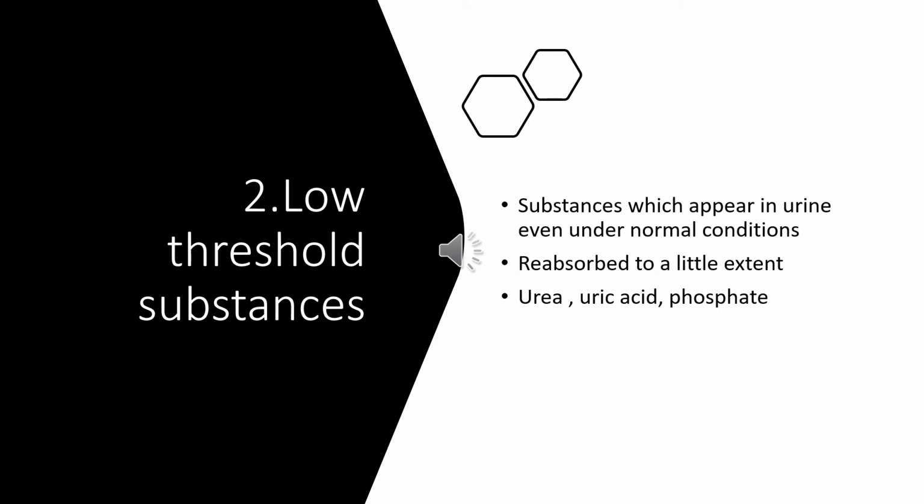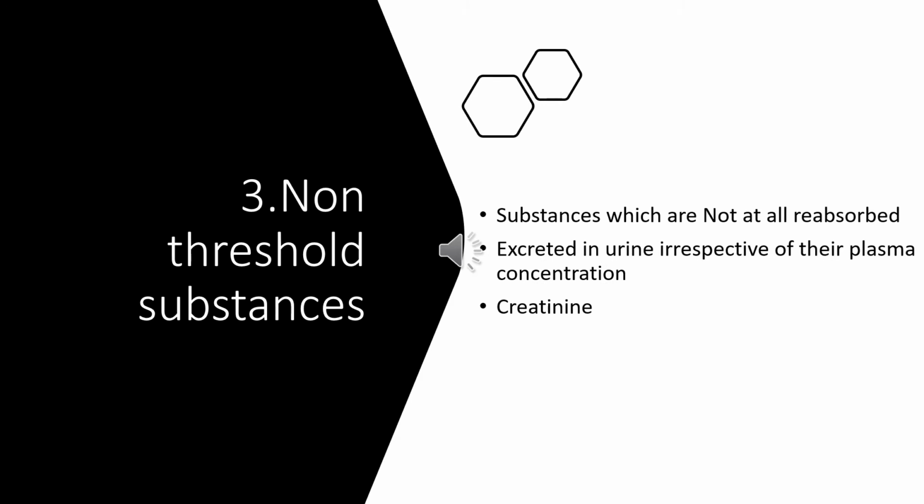They are completely reabsorbed from the tubular fluid and are absent in the normal urine. Low threshold substances are those which appear in the urine even in normal conditions. That is, they are absorbed only to a certain extent. For example, urea, uric acid, phosphate, etc. These substances will be present in normal urine, so they are called low threshold substances. Non-threshold substances are those which are excreted in urine whenever they are produced in the body. That is, irrespective of their plasma concentration, they will be eliminated and they are not at all reabsorbed. Metabolic end products like creatinine are non-threshold substances.